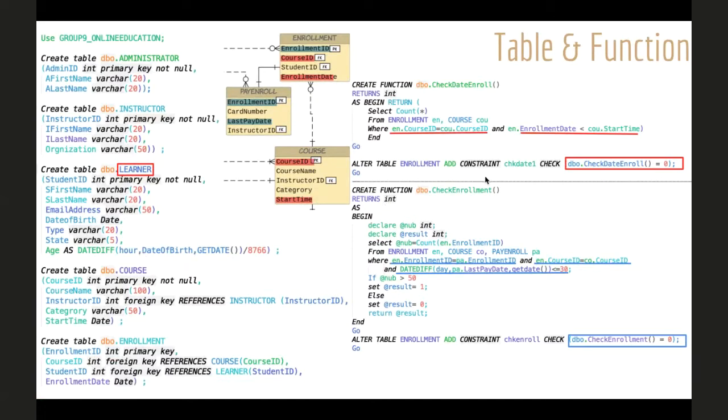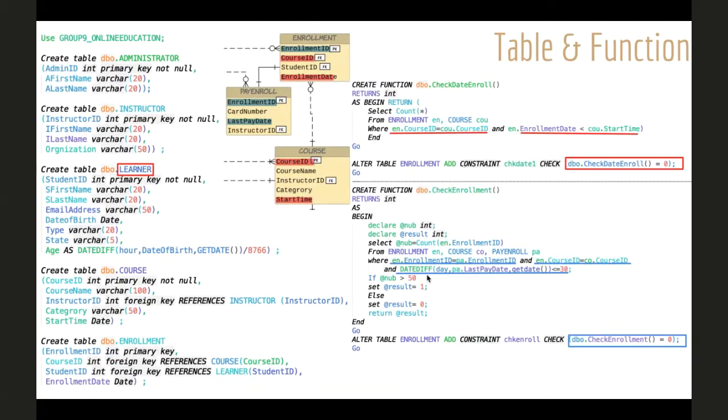Second, I will show you some functions of our database. For example, the first function is created from the course and enrollment tables. We insert the data into the start time of the course table, and the start time should be later than the enrollment date of the enrollment table. If the start time is earlier than the enrollment date, the constraint will check the current to be 0.